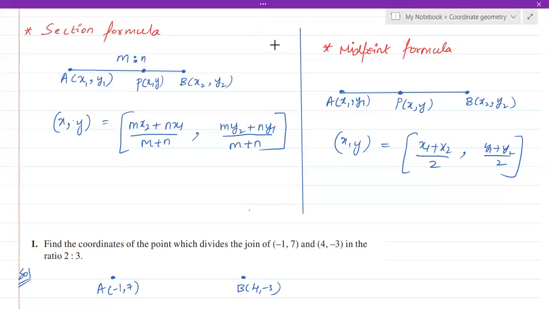Let's join these 2 points using a line segment. This is the line segment that we have got. Now there is a point P, which is dividing the line in the ratio 2:3. So what we have to find is the coordinates of P, that is, we have to find the x value and y value. Okay, so let's do that.